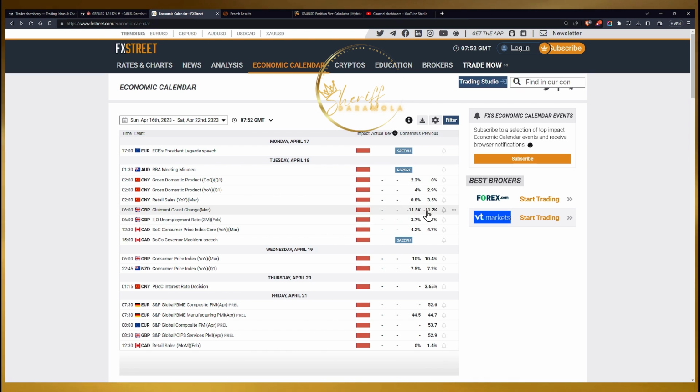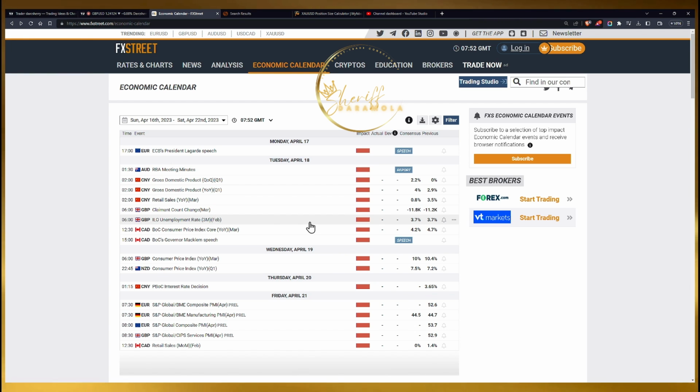Now, the previous data came in at minus 11.2k, as you can see here. So we're expecting a consensus of minus 11.8. So we are going to be looking forward to see how the actual data is going to be for this month, for last month rather.